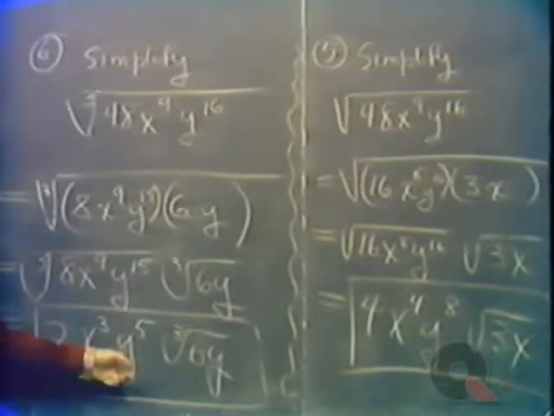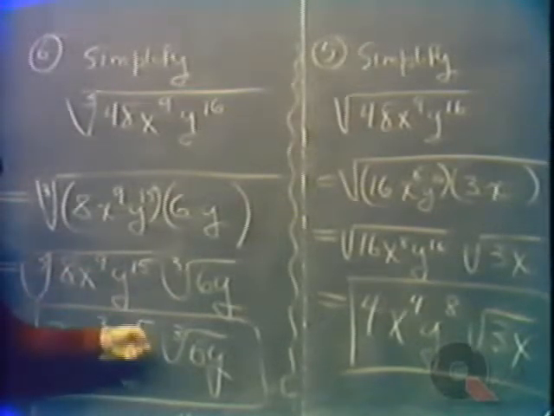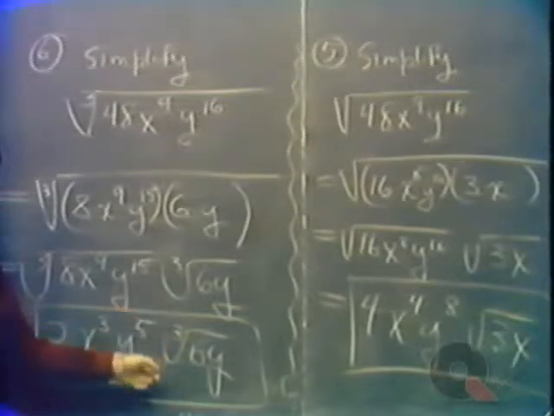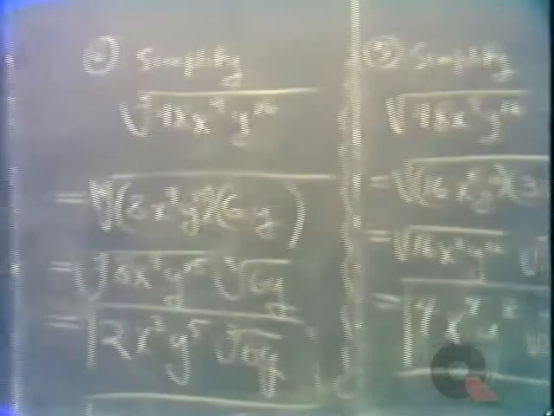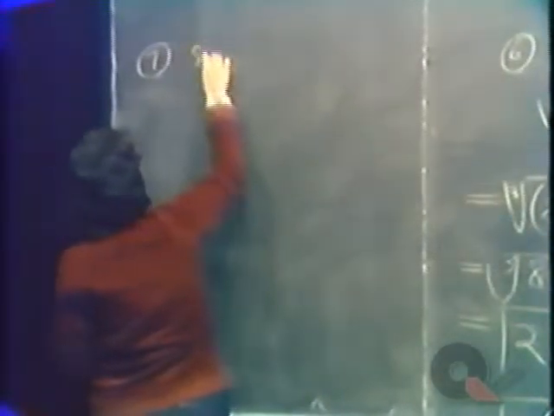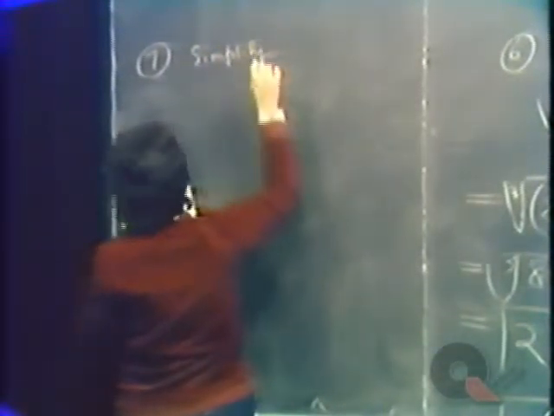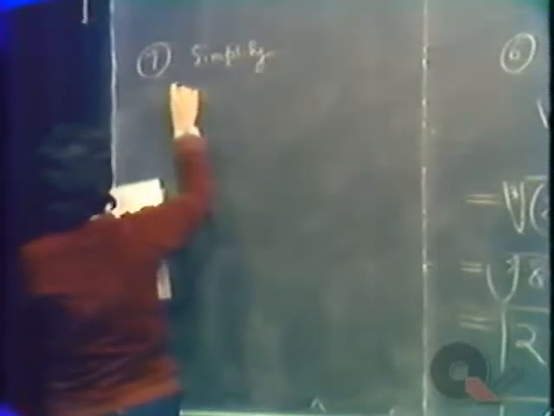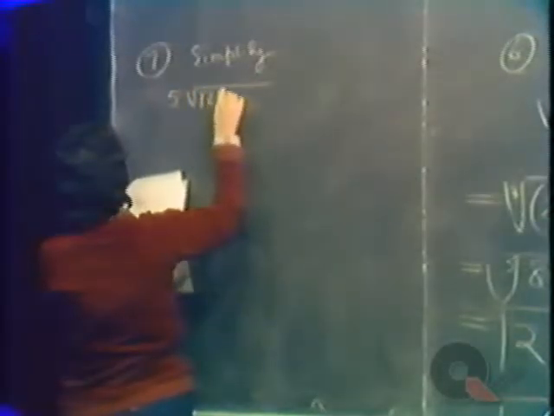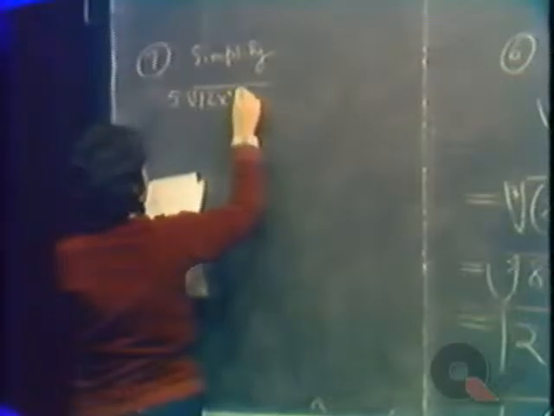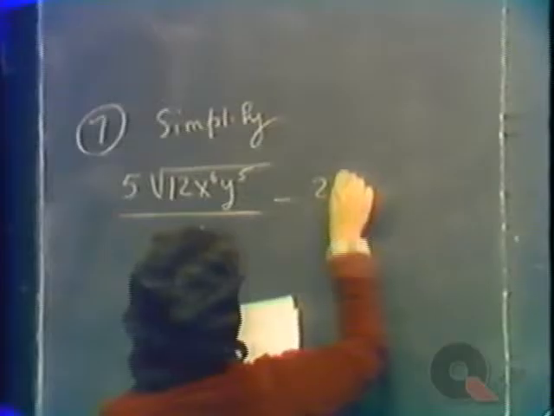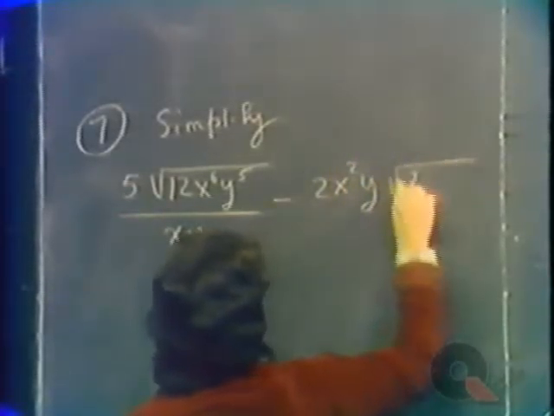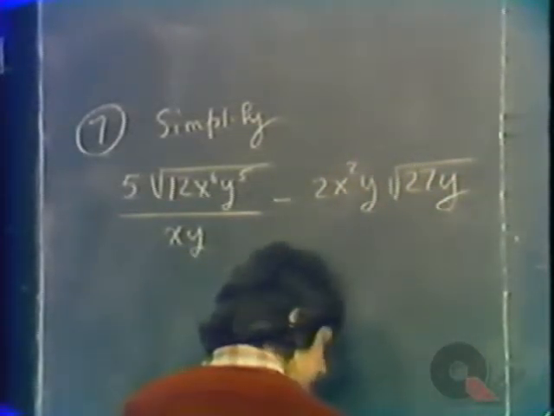Remember, y to the 5th is the cube root of y to the 15th, because y to the 5th times y to the 5th times y to the 5th would be y to the 15th power. Okay. We now want to simplify the following problem: 5 times the square root of 12x to the 6th y to the 5th over xy, minus 2x squared y, the square root of 27y.